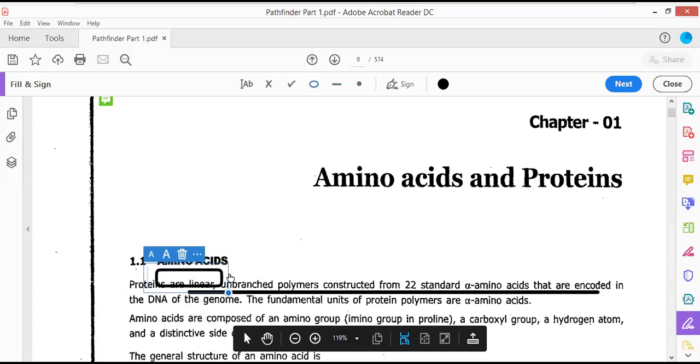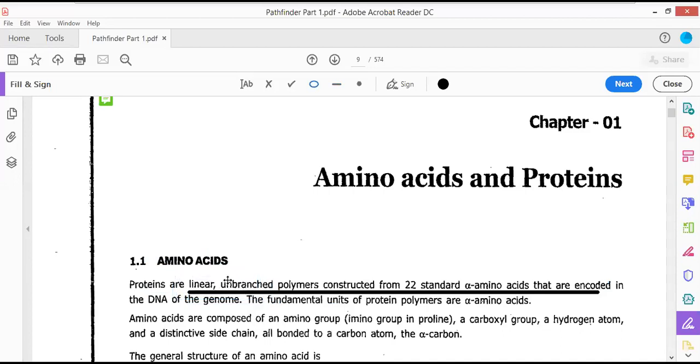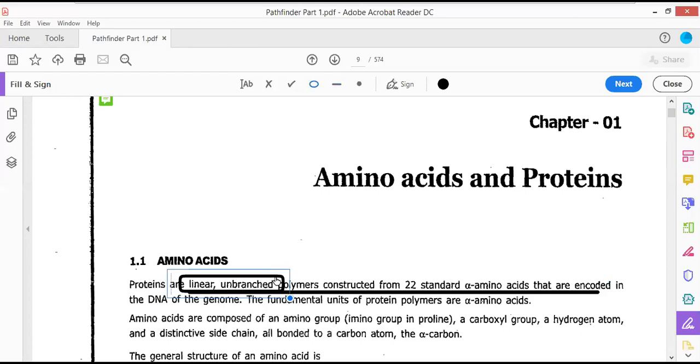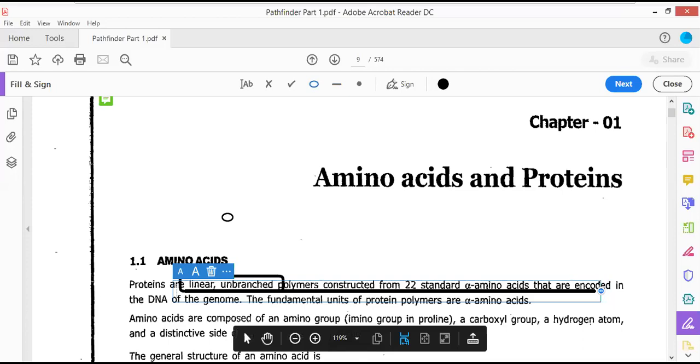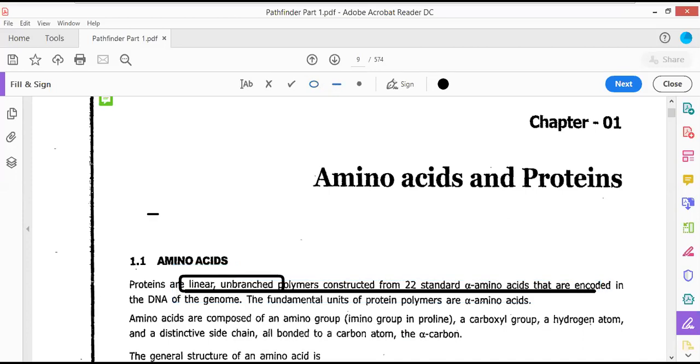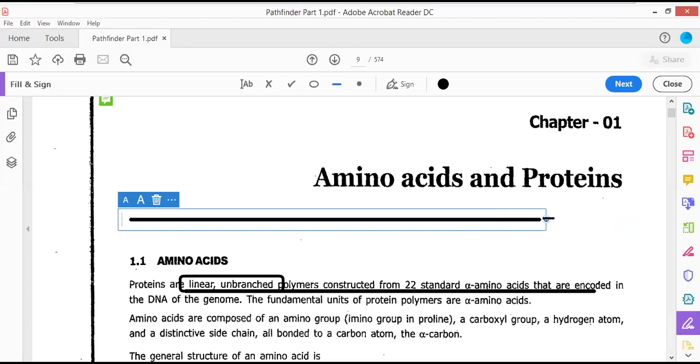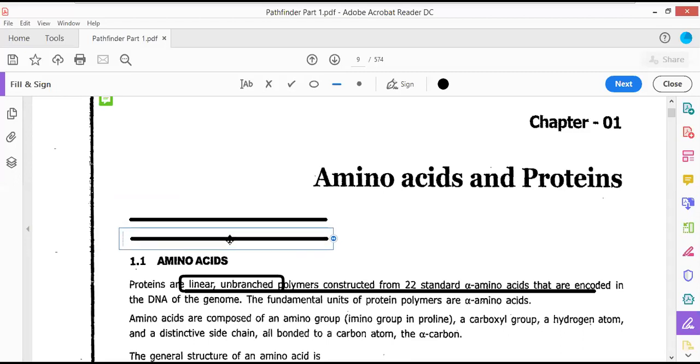So if there is a protein molecule, and this protein consists of linear unbranched polymer molecules within itself, then how is this protein going to stabilize its structure? Because it is an unbranched molecule, and it is a linear molecule. Supposing this is a protein, an unbranched structure, and now this is also a protein which is also an unbranched structure.